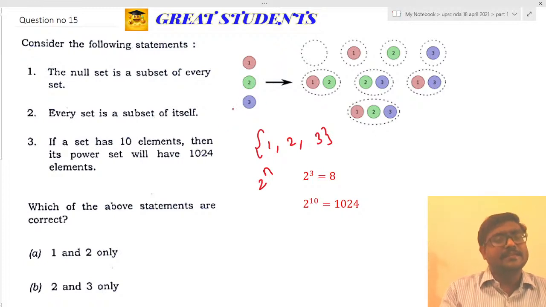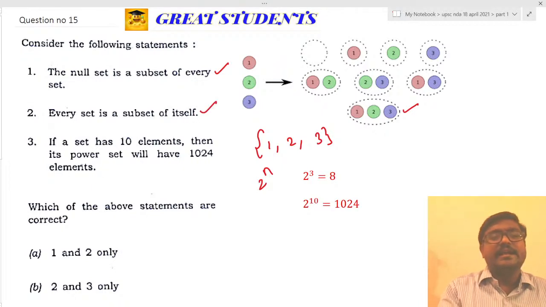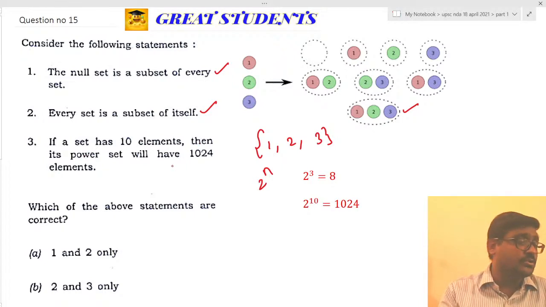So whenever you write the subsets, we always write the empty set. So the null set is a subset of every set. Whatever the set, we write it as a subset. So this is a right statement. Every set is a subset of itself. For this set, while writing subsets, we write this also. So every set is a subset of itself. This is also true. And if a set has 10 elements, then the power set will have 1024 elements.